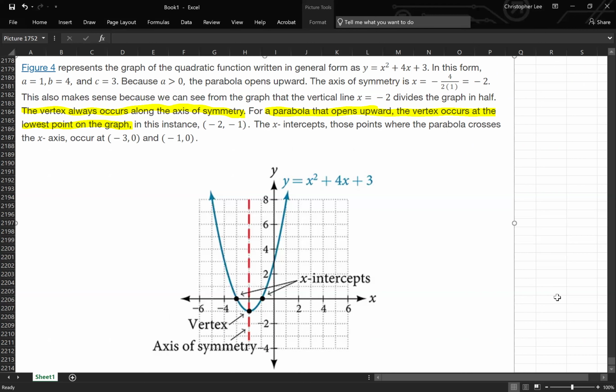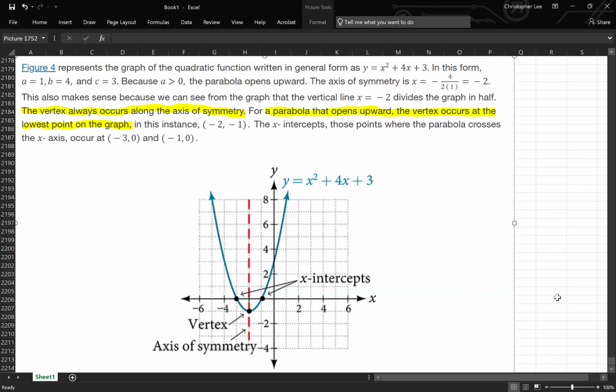So that's our axis of symmetry, which divides the graph in half. The vertex always occurs along the axis of symmetry, all right? For a parabola that opens upward, the vertex occurs at the lowest point on the graph. If it was a negative parabola, it would have been the highest point, right?